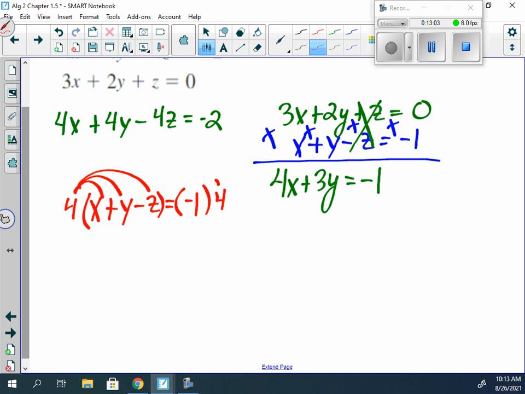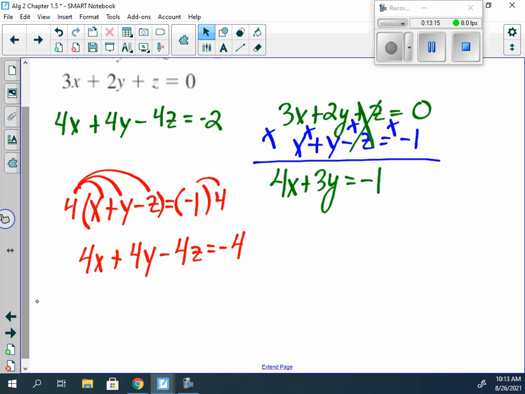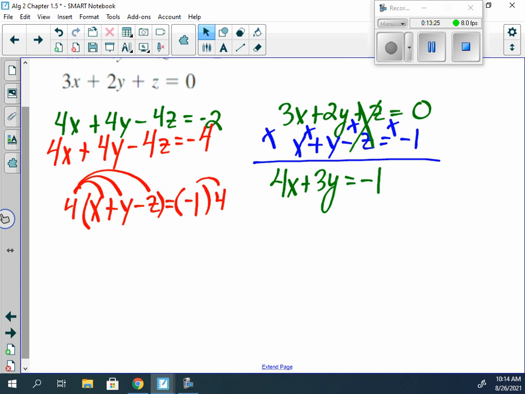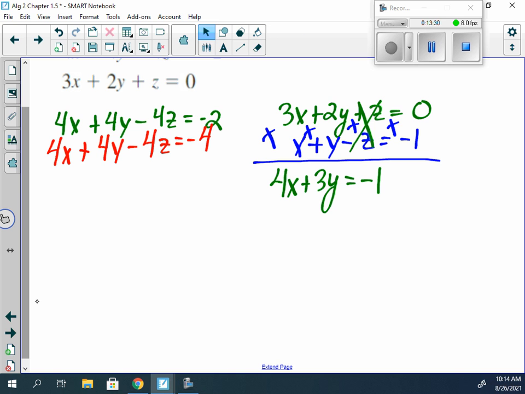So we'll distribute the 4 all the way through. 4 times x would be plus minus equals and then we can take that equation and put it right under our other one. So we subtract.